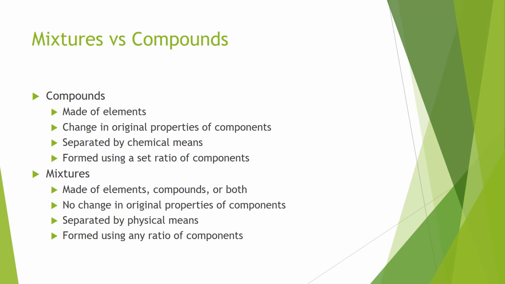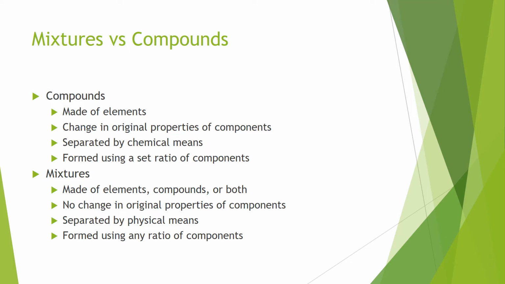Alright, so you should have a little comparison chart in your notes to fill this in. To break down and compare compounds and mixtures, because they can be easy to mix up, though they do have opposite qualities, you just have to keep them straight. Compounds are made of elements, whereas mixtures are made of elements, compounds, or both. So a mixture could be a mixture of lots of either an element or a compound, or possibly both, whereas compounds are made up of only elements.